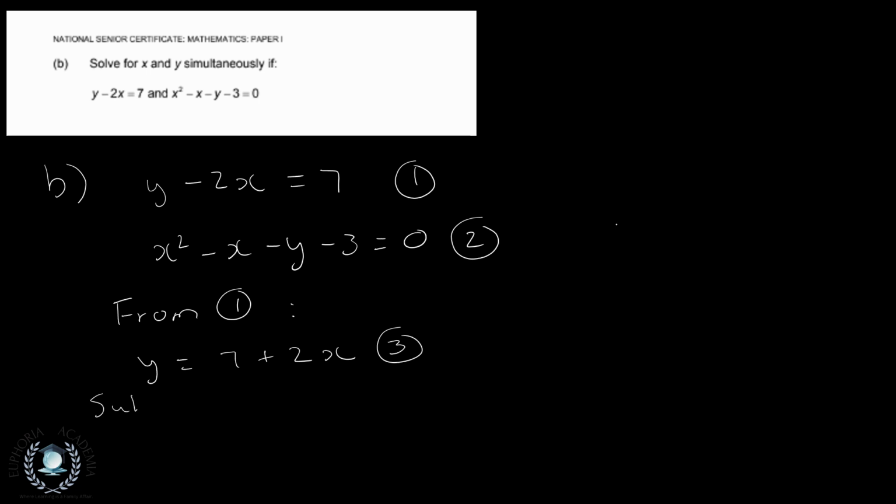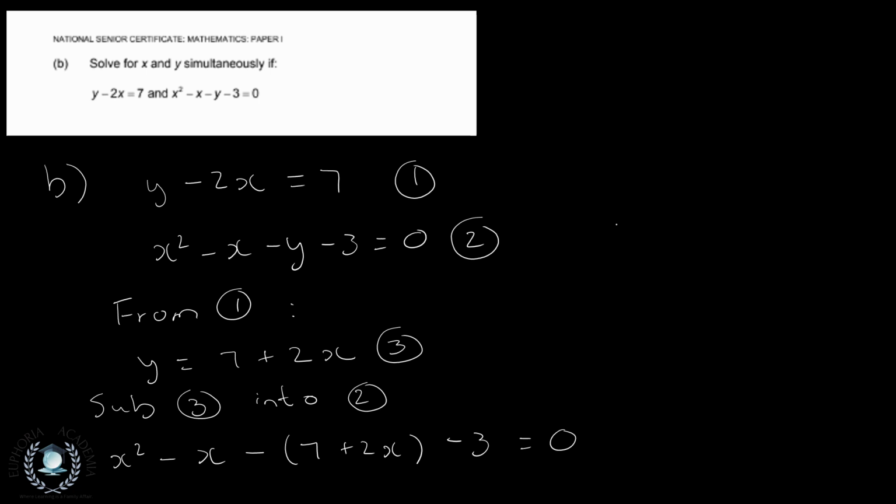So let's substitute equation 3 into equation 2. Alright, so we're going to have x squared minus x minus, what is y? 7 plus 2x, minus 3 being equal to 0. Alright, now let's do some algebra. We're going to end up with x squared minus 3x and minus 10 being equal to 0.